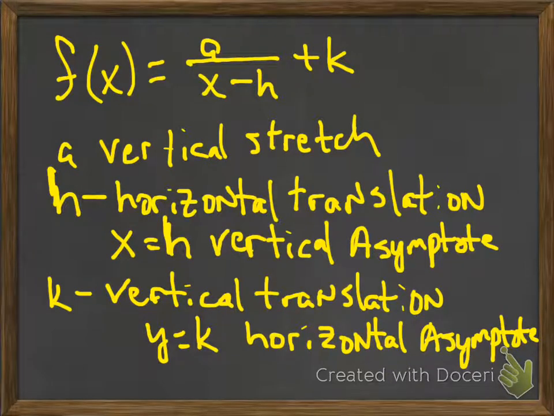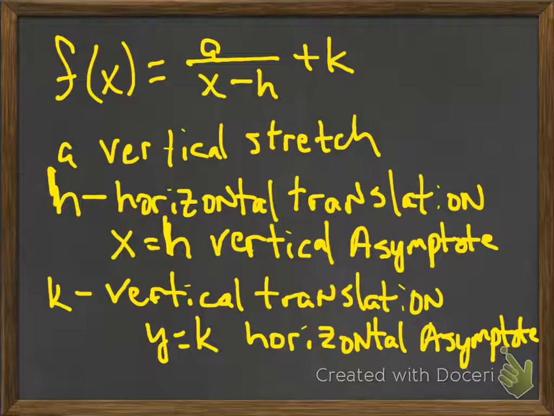Okay, so let's look at basic transformations. f of x equals a over x minus h, plus k. This is a little different than all the other ones we've seen. a is still the vertical stretch or compression, I should say. Negative would be a reflection. We'll talk about bigger and smaller numbers, but we'll go from there.